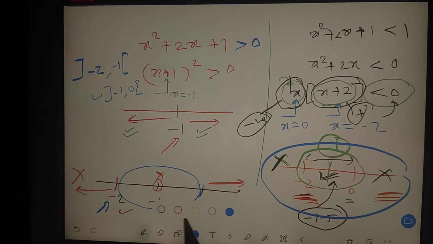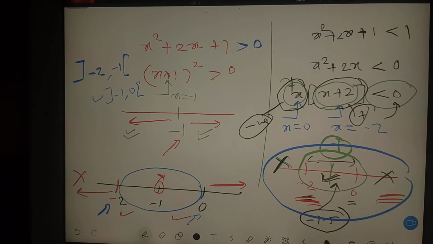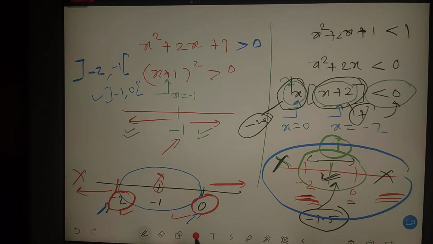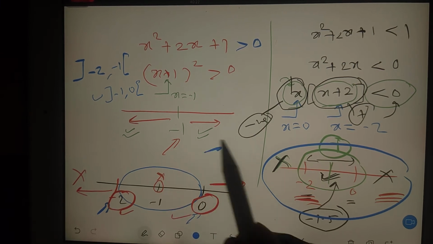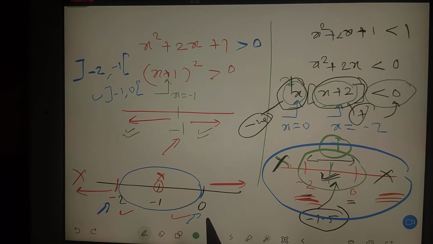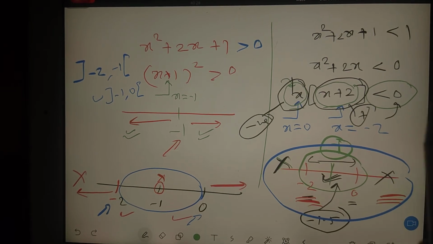That's all. Now one more thing. Can I choose 0? Can I choose minus 2? For these two, an equal sign should be there in the inequalities. But I don't have an equal sign. That's why I'm not choosing a closed interval. Right? So this question is over.